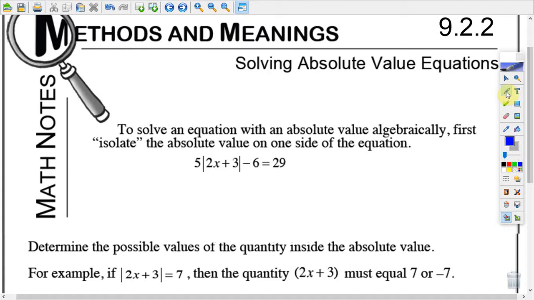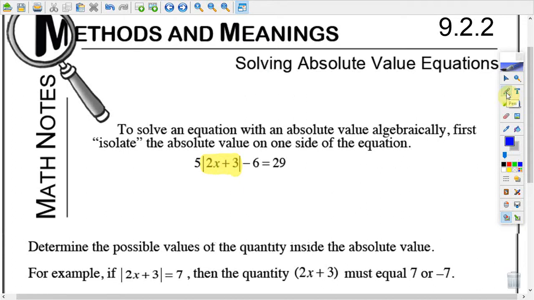To solve an equation with an absolute value algebraically, first we want to isolate the absolute value on one side of the equation. So what we mean by that is we want to get this part of the equation by itself on one side of the equal sign and everything else on the other side.